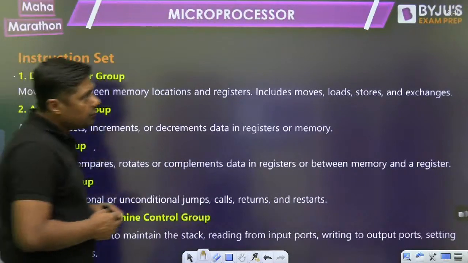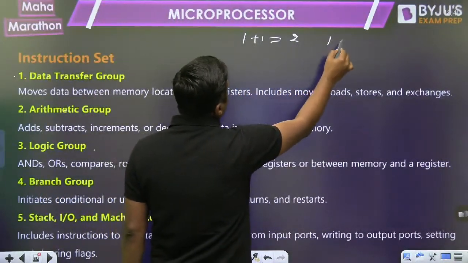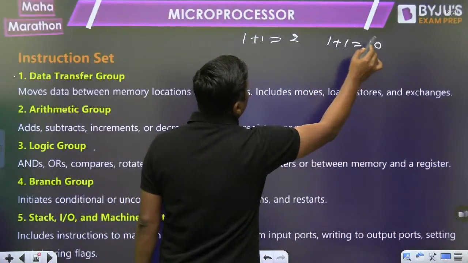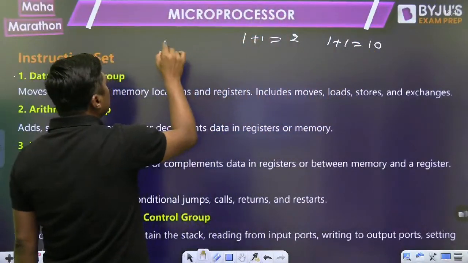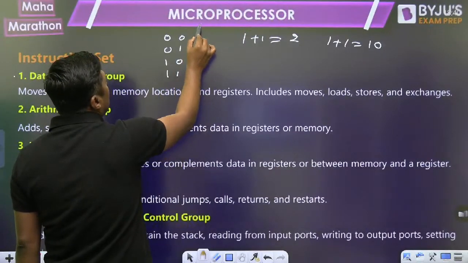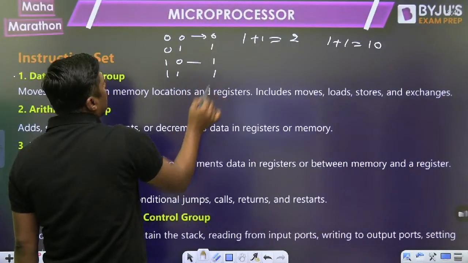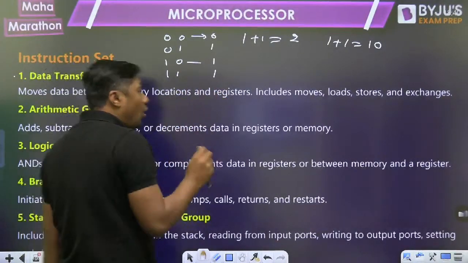Logical means what? When we are saying 1 plus 1, that is actually 2. 1 plus 1 in binary is 10. But logically, the inputs are 0 0, 0 1, 1 0, 1 1. If it is an OR gate, 0 0 is 0, 0 1 is 1, 1 0 is 1, and 1 1 is also 1. This is logically OR.